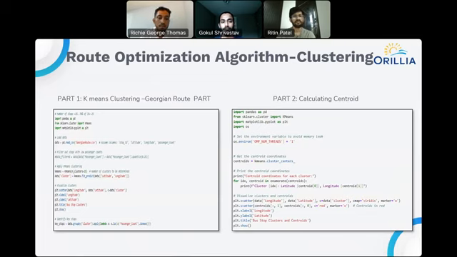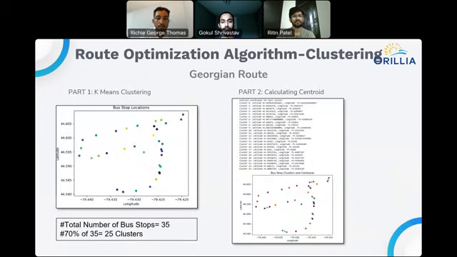This is a popular clustering method. On the left side is the code for the k-means clustering that has been applied upon the Georgian route. And then the next step was calculating the centroid for each of the clusters that is created, which is seen on the right side. We also visualized it using the map. So you can see the bus stop locations, as well as, in the second part, the calculated centroids.